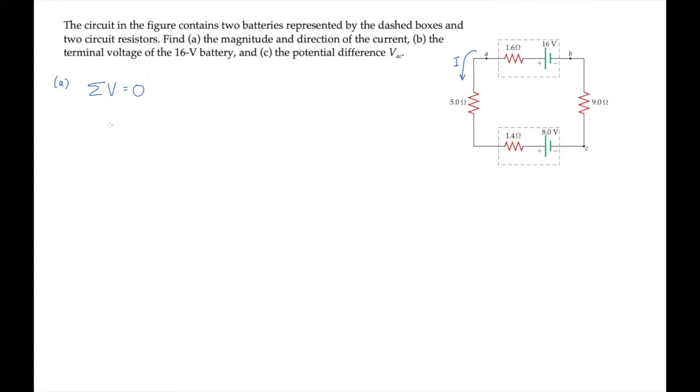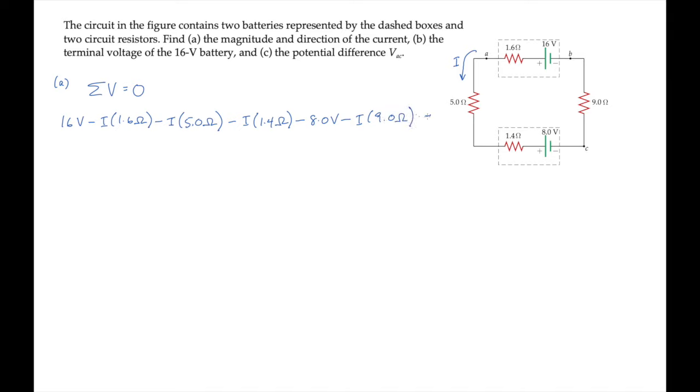If we start at point B, the first voltage change occurs at the battery in the top leg. That gives us 16 volts, minus the voltage drop across the 1.6 ohm resistor, then minus the voltage drop as we move with the current through the 5 ohm resistor, another voltage drop as we move through the 1.4 ohm resistor, an 8 volt drop as we move from the positive to the negative through the lower battery, and finally a voltage drop as we move with the current through the 9 ohm resistor.